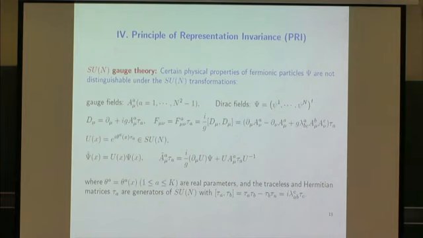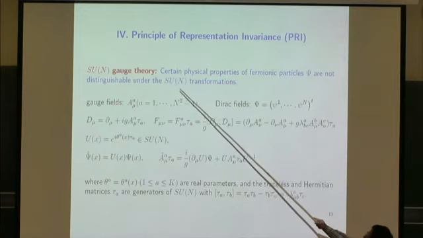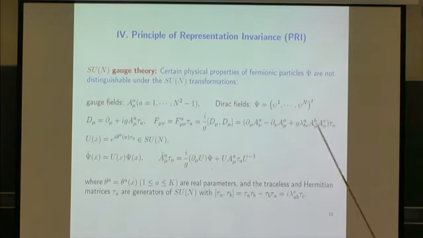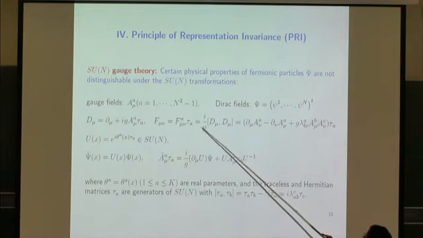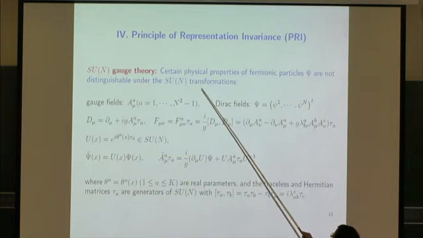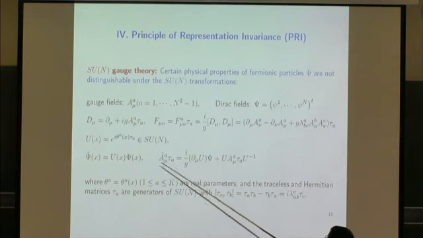Next principle is related to gauge theory. So the classical gauge theory is like SU(N) gauge theory. In this gauge theory, you have these gauge fields. You have the Dirac fields, which describe the fermions. And then you look at this curvature thing, and you can write down a functional. In SU(N) gauge theory, the physical quantities cannot be distinguished under this type of gauge transformation. So these things have been transformed like that. Okay, so that's very standard.